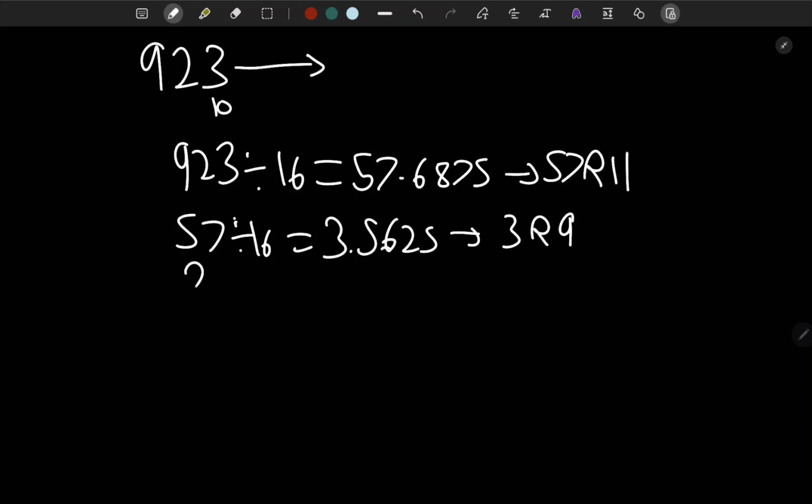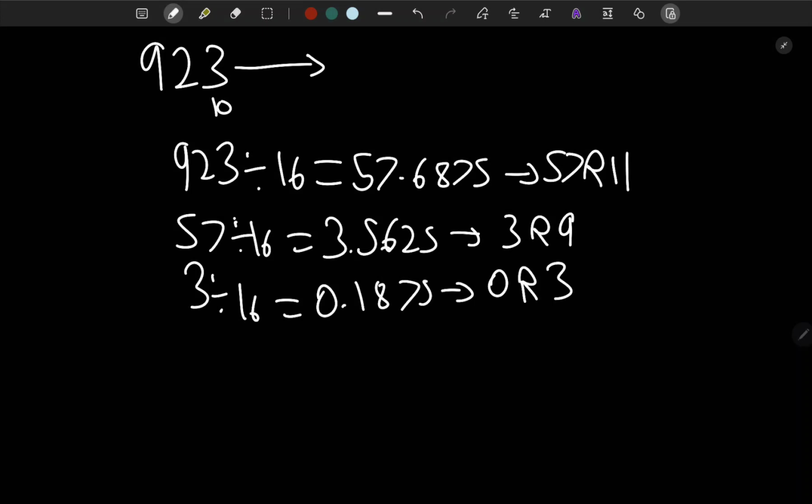And continuing on, so 3 divided by 16 now will give you 0.1875, and this is a remainder of 3, of course, and we need to stop now since we got a 0. So now from the bottom go all the way up, so we have a 3, we have a 9, and 11 is A, and this is the final answer.